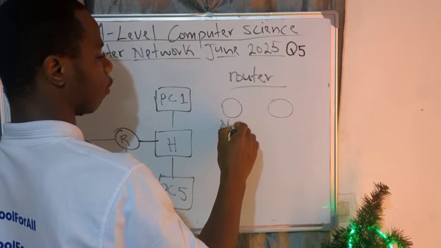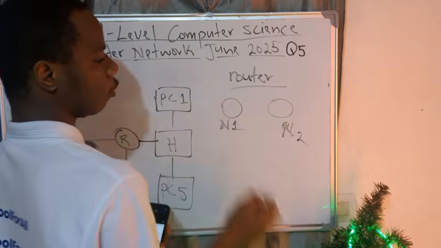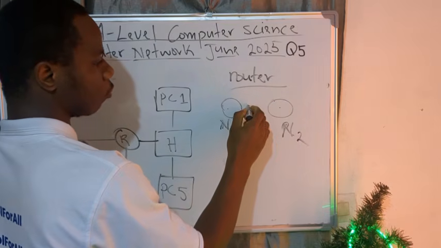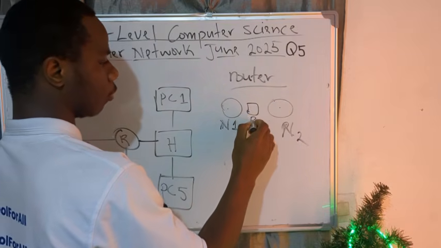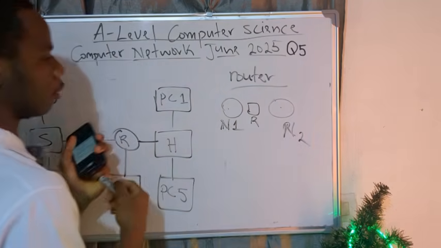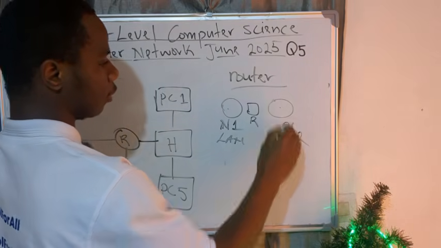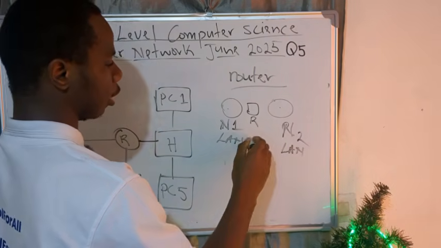Let us say this is network number 1, this is network number 2. For this network to communicate with this network, we need what? We need a router. This is my router here. Take note of things like that. So this first network here can be a local area network. This network here can be a local area network. Let us say LAN 1, LAN 2.